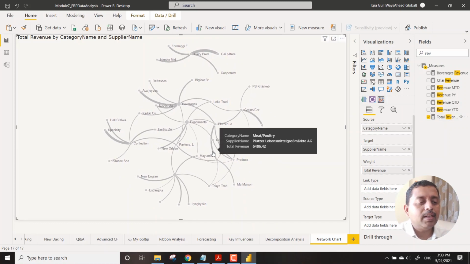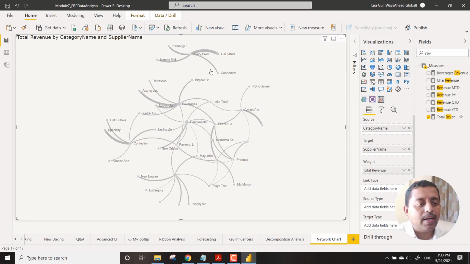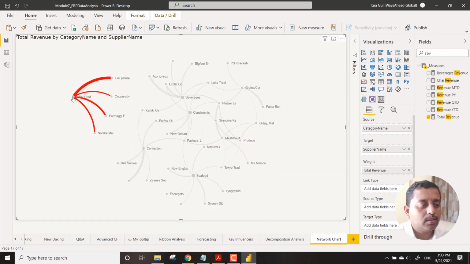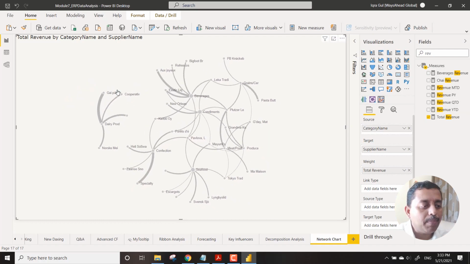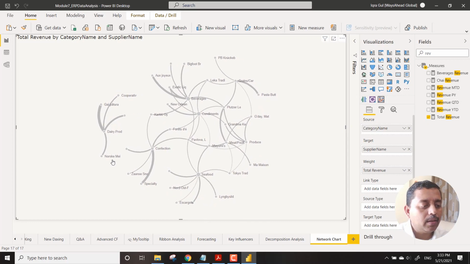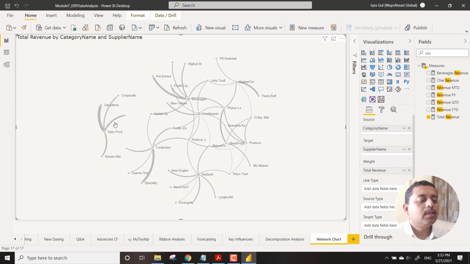So now just at a glance, you will be able to understand that these are my dairy products. So dairy product suppliers. You can see Cooperative and Gai Patura and dairy, this Norske May. So they are my dairy product suppliers. Strange to see that these suppliers do not supply any one of these products. How much time did I take to get this inference? Otherwise, you would have done so much analysis to find out. This one I just did in minutes.